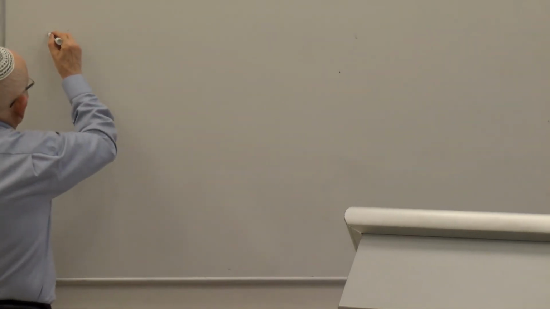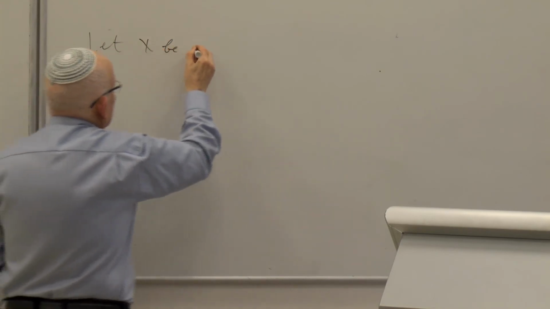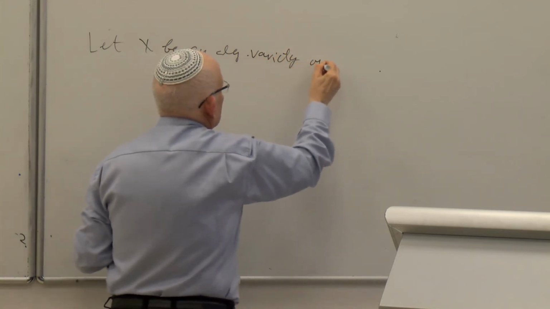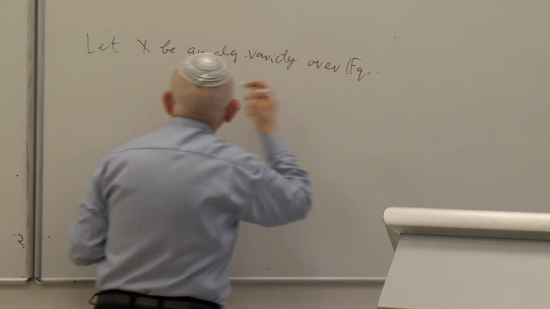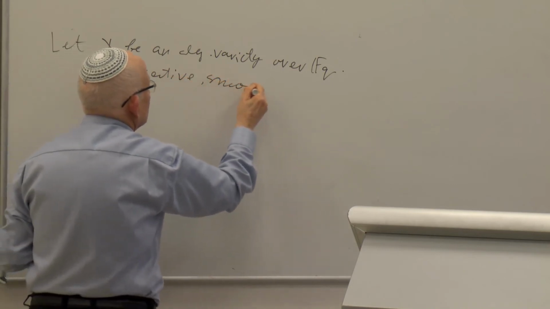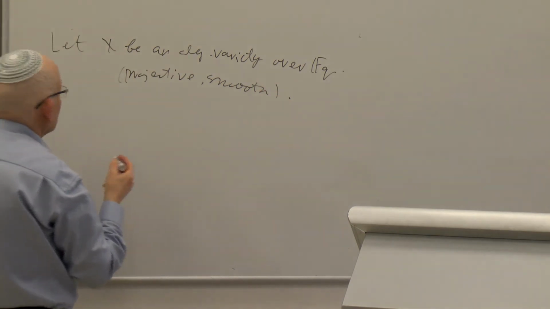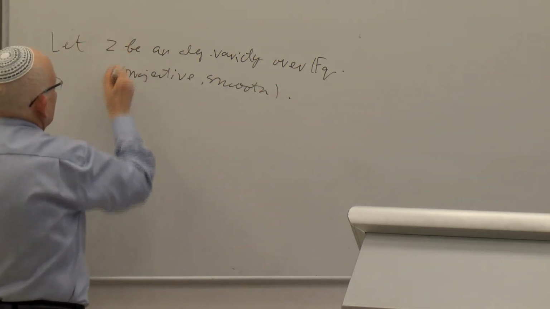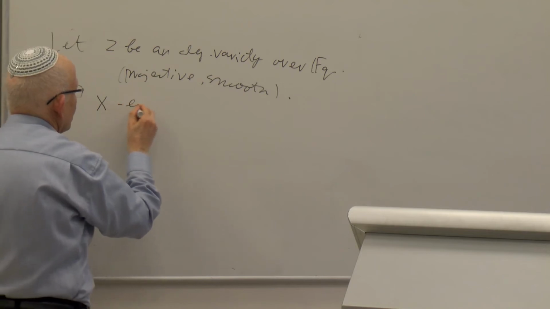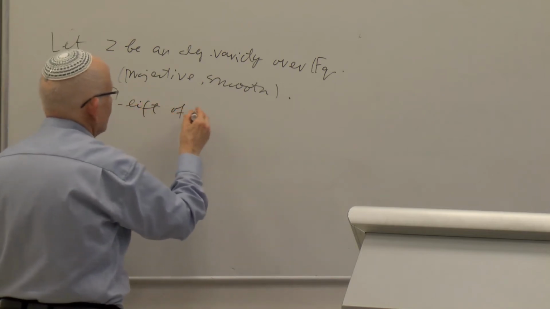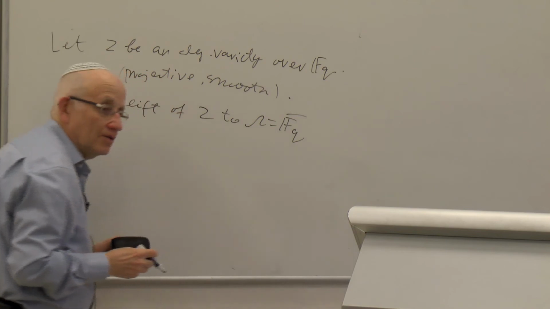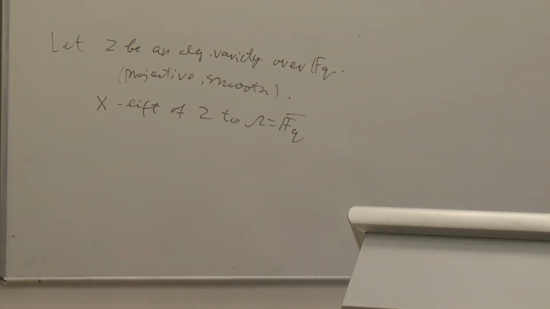Namely, he said, suppose we let Z be an algebraic variety over F_q. No, probably projective and smooth. No, not X, excuse me, let's say Z. So then what you can do, you can consider X, the corresponding variety, the lift of Z to Omega, which is F_q bar. Consider the same algebraic variety over F_q bar, or it extends scalars.